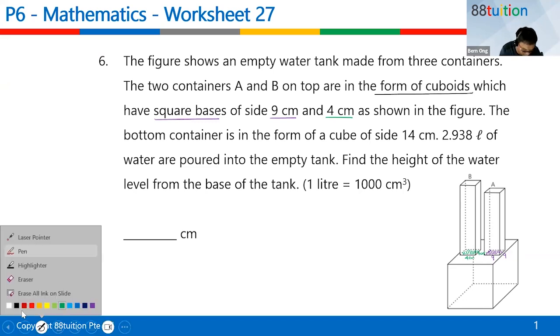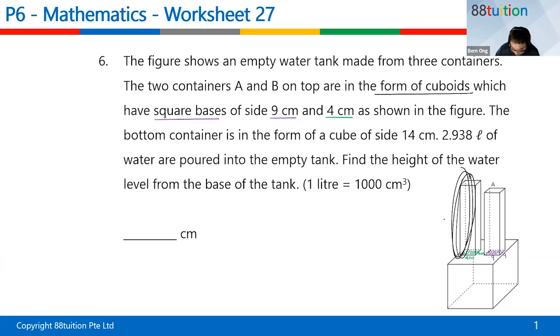So this is still considered a cuboid, children. Please remember that. It's just that their base is square. They are still considered cuboids. The bottom portion, this one, is called a cube of side 14 cm. This one we know. So the base area of the cube is down here, and it is 14 cm by 14 cm. Can you understand from the diagram or not? Okay, then what happened?